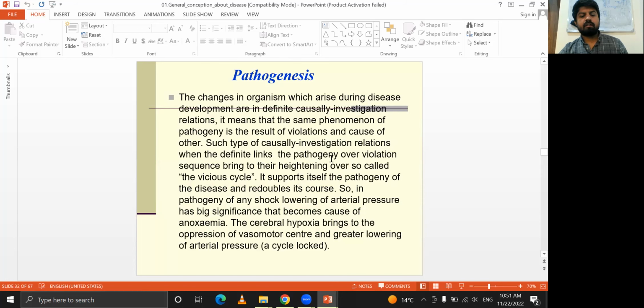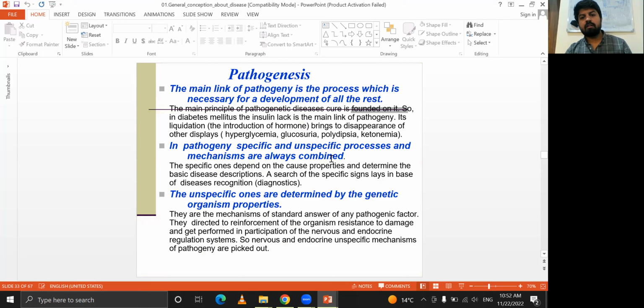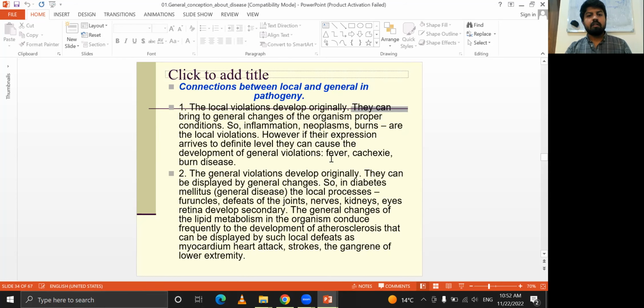Pathogenesis is the change in the organism which arises during disease development and is causally related. The pathogeny is the process which is necessary for the development of the rest. In pathogeny, specific and unspecific processes and mechanisms are always combined. The unspecific ones are determined by the genetic properties of the organism.